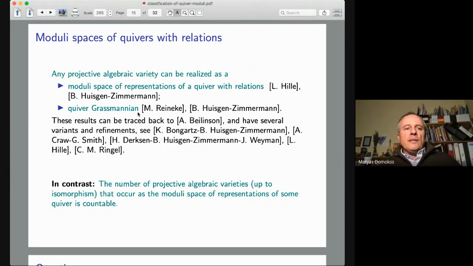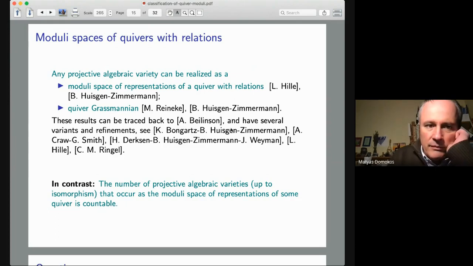Or there is another construction related to quivers, which establishes a connection with algebraic geometry, the notion of quiver Grassmannians. And again, any projective algebraic variety can be realized as a quiver Grassmannian. This was observed by Reineke, Hisgen, Zimmermann, and several other people had variants and refinements of this result.